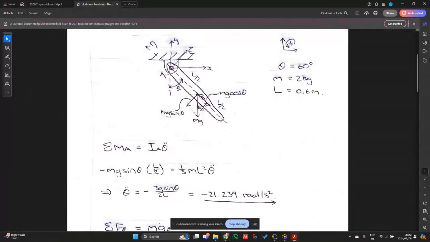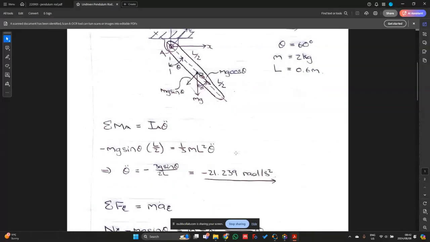If I go back to my calculation, you'll see that for IA, I just substituted that in: a third ml squared times theta double dot. On the left-hand side, I do my moment equilibrium, so that will simply be this force that I have over here, mg sine theta, multiplied by L over 2. If I look at the direction, it's going to cause a clockwise moment. In other words, it's negative, since we assume counterclockwise is positive. If I then rearrange these terms, what I end up with is theta double dot equal to this equation over here, and that is then minus 21.24 radians per second squared.